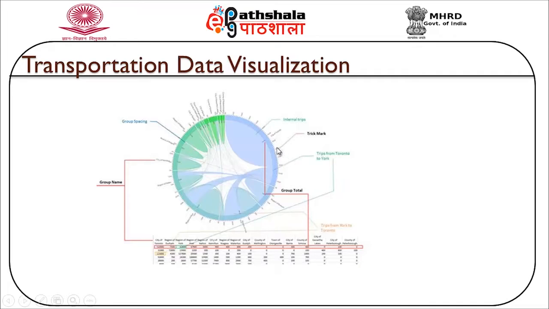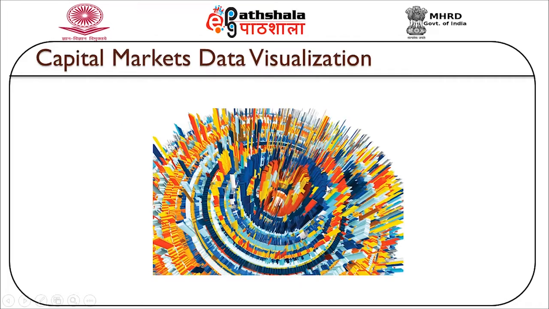So we have tick marks here, then we have the internal trips. We try to group all the trips. So we have a group name, we have a group total, we have a group separation, and we have trips from one specific area, say from Toronto, to another location. Similar to that, we have various trips that are being marked here, which are shown in the form of a visual. The next kind of visualization that we are going to look at is the capital market data visualization.